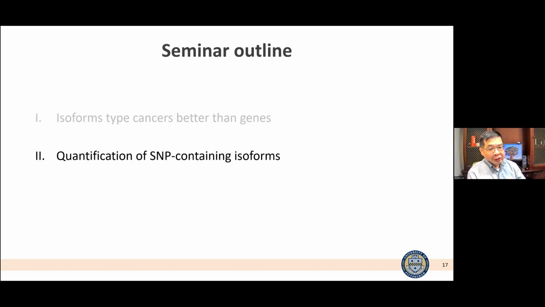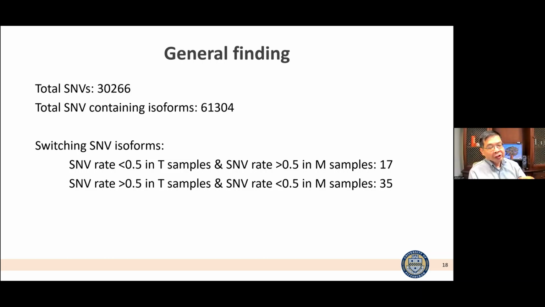So the second question is, what about the single nucleotide mutations? Then we look into the so-called SNVs, the single nucleotide variants. We found 30,000, actually quite a bit. And the total number of SNV-containing isoforms is also 61,300. That's quite a bit there.